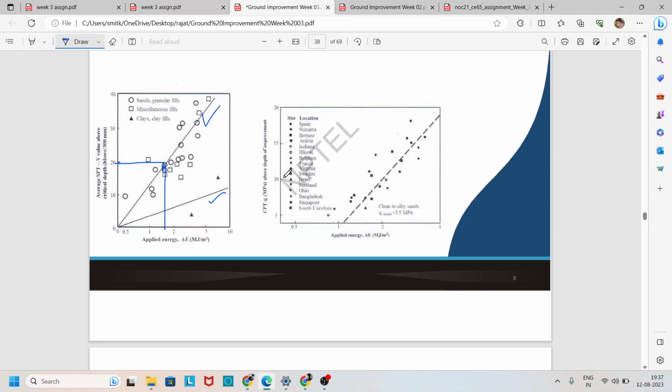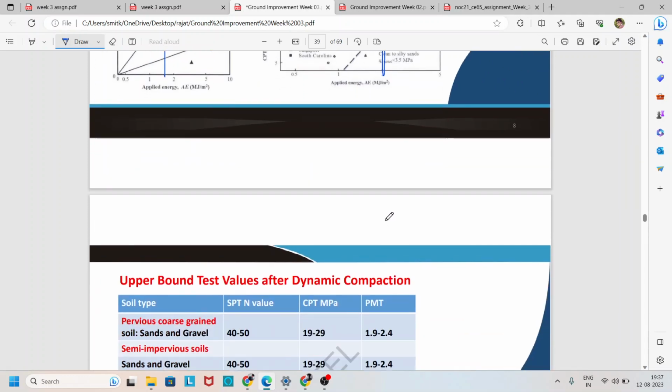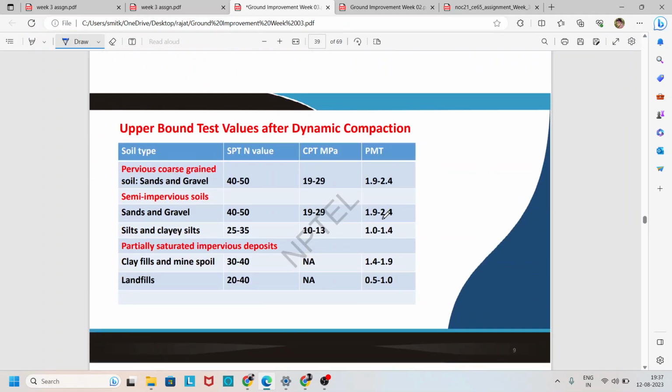Also for the CPT test, a similar technique is used. We explore the ground and find out the strength of the ground. Then we plot the SPT, CPT value in this plot, draw the line and find out the applied energy, how much applied energy is used in this process. In the next slide, it is in numerical value. It is shown how much SPT value or CPT value is required after the dynamic compaction.